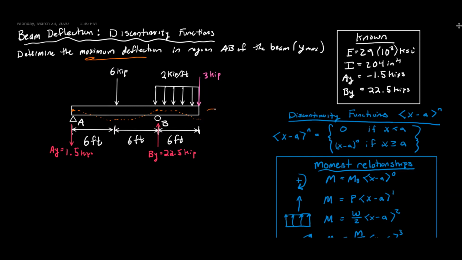Right, so there's going to be a distance y over here, and there's going to be a distance y over here. And this one is what we're looking for because it asks for region AB in the beam. So that's the first thing I do.